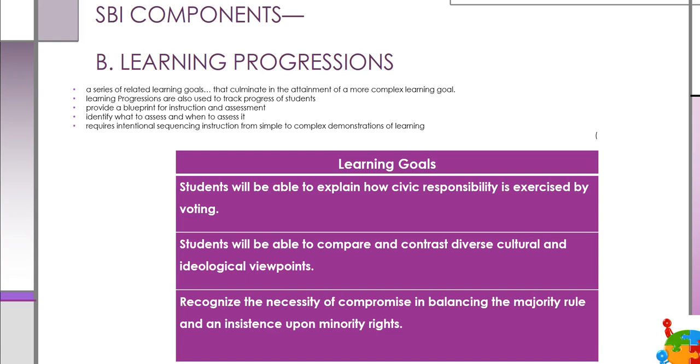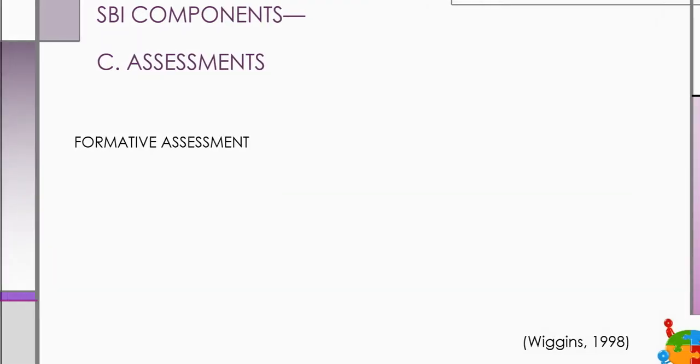All these learning goals are based on one standard that I got from the NAD social studies website, and I think it was 7th grade. But 8th grade. Students will be able to explain civic responsibility, how civic responsibility is exercised by voting. Students will be able to compare and contrast diverse cultural and ideological viewpoints. And students will recognize the necessity of compromise in balancing the majority rule and an insistence upon minority rights. Those are 3 learning goals taken from standards that you will do soon, not yet. And then we call these, taken together, a learning progression.